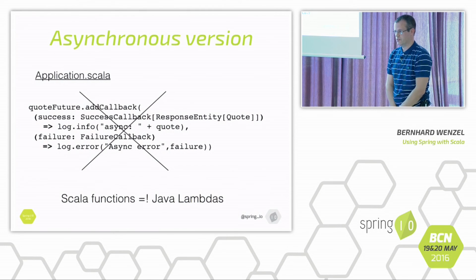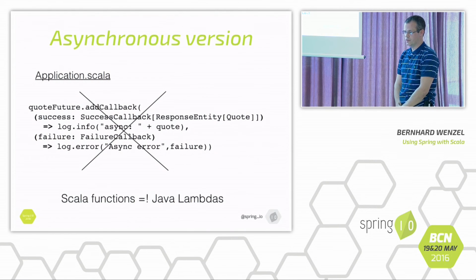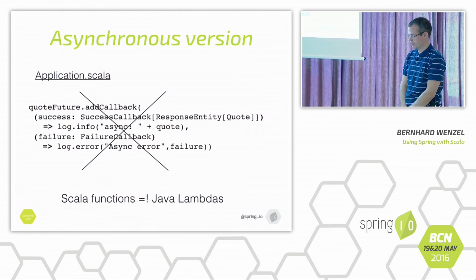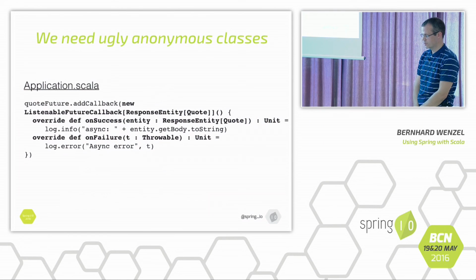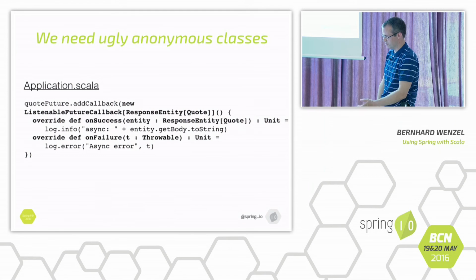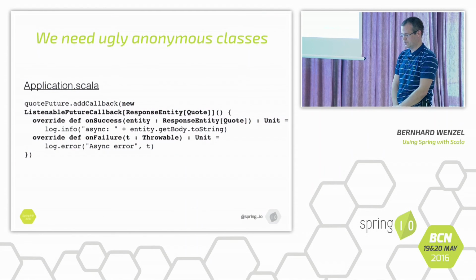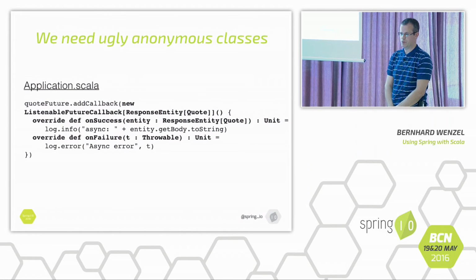However, this does not work. Scala functions are not Scala lambdas. But I have to say, yet, I come back to this later, but at the moment it does not work. Instead, unfortunately, we need to use ugly anonymous classes. So in this case, we implement the callback interface and implement those two methods for a success and failure case.